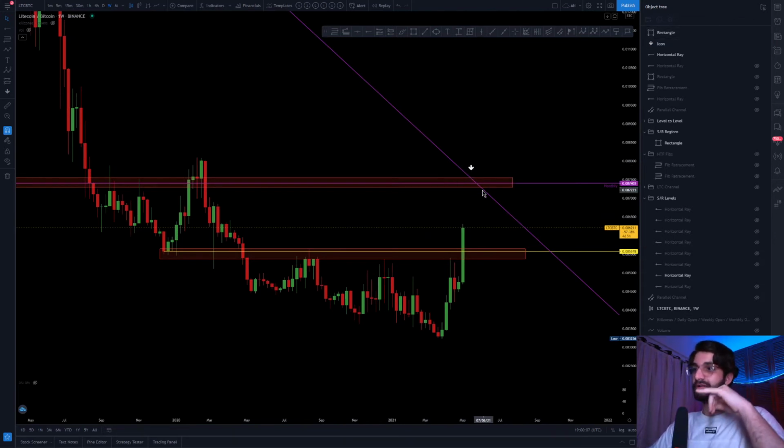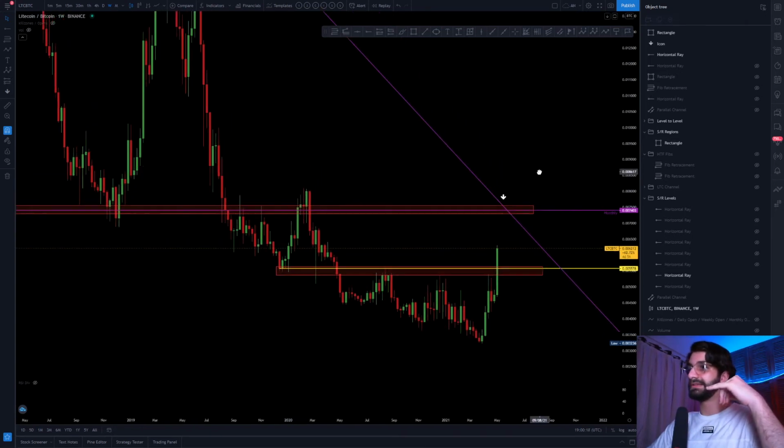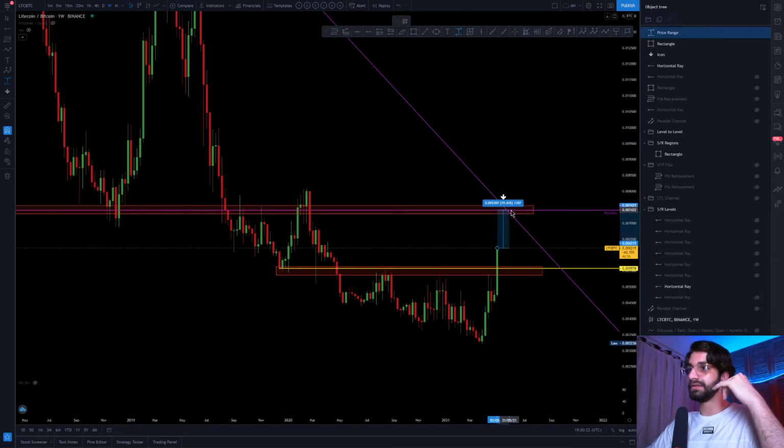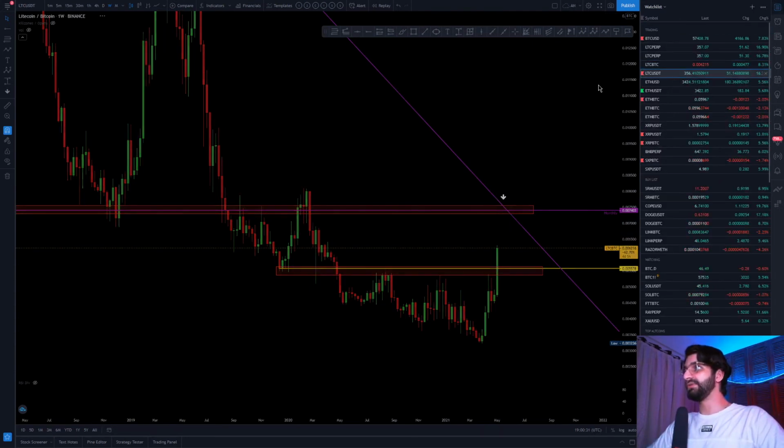So basically we have 3 confluences already. We have the 236 Fibonacci, we have the trend line, we have a monthly level of confluence over there, and we also have 2 Fibonacci levels. So this is taking into consideration that from here to here is 20% of a move to the upside, 20% to 22% approximately. Adding this to the LTC USDT chart.